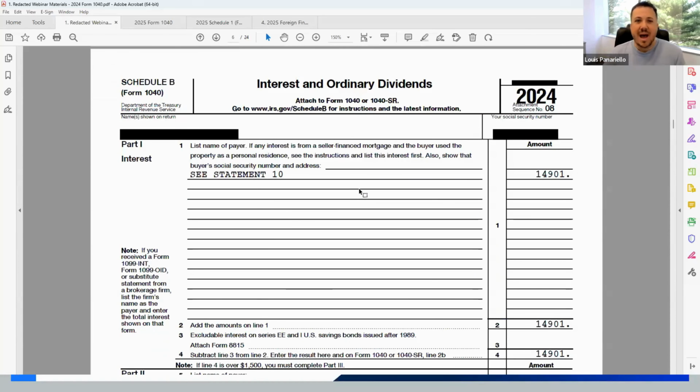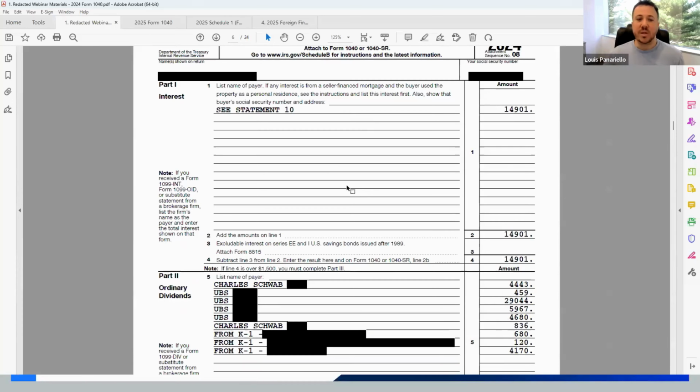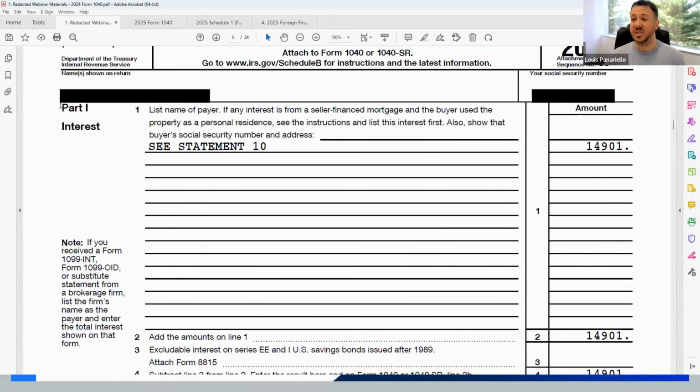So moving along, we have Schedule B. So Schedule B is for reporting, there's actually three things. I want to focus on two to start, which is interest and ordinary dividends. So as you can see, this is a reference right here under the interest section, part one. See Statement 10. So what does that mean?